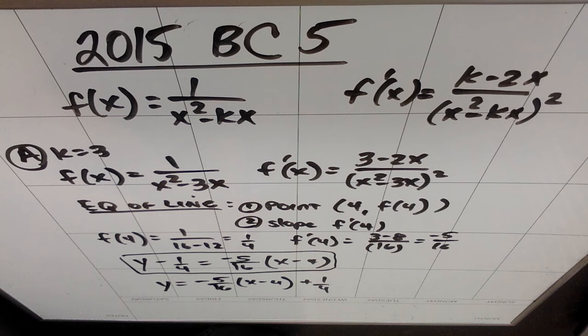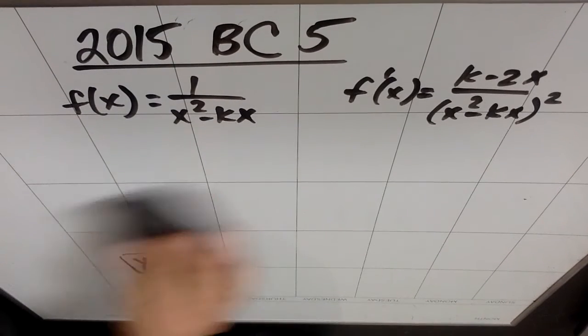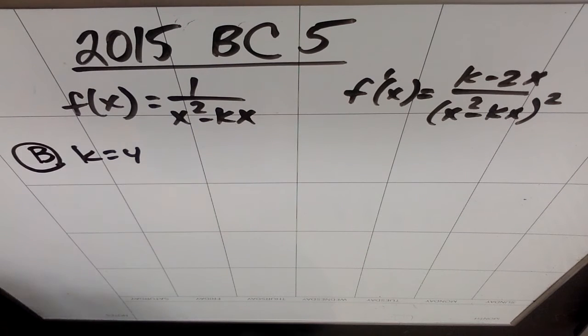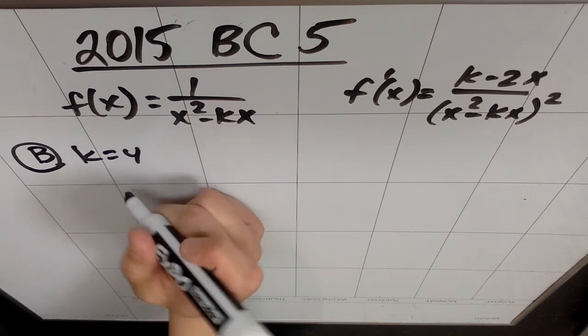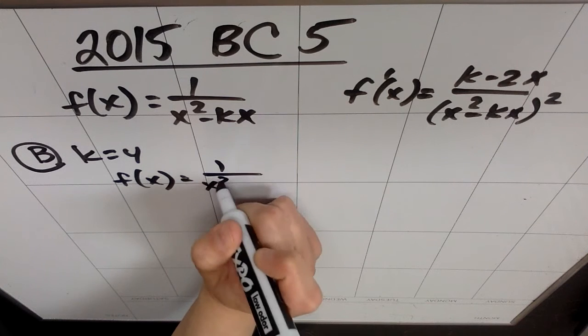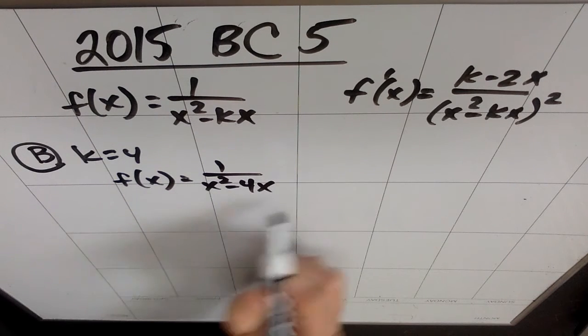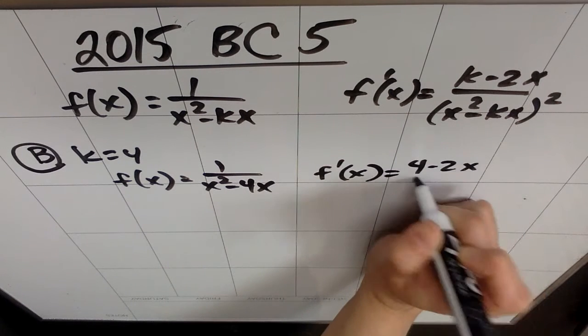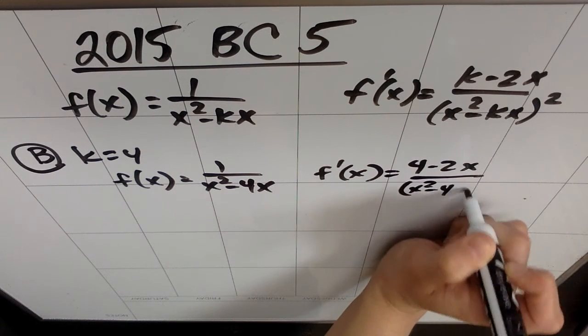Part B. Let k equal 4, such that f of x is this same formula, but with a 4 instead of a 3. So let's go ahead and use k equals 4. So part B, let k equal 4. All right. Determine whether f has a relative minimum, maximum, or neither at x equals 2. Okay, so I would suggest, just so you don't do something crazy, that you go ahead and write exactly what f and f prime would be in this situation. So x squared minus 4x, because k is 4, and my f prime in this situation is 4 minus 2x over an x squared minus 4x quantity squared.